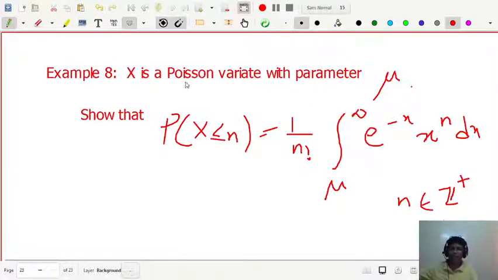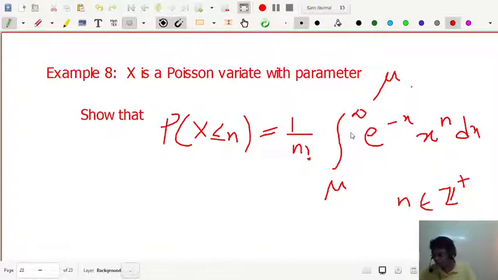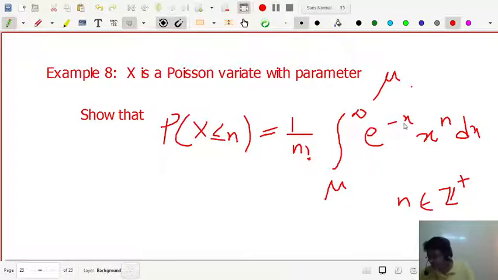So X is a Poisson variate with parameter mu, and show that probability of X less than or equal to n equals 1 by factorial n, integration from mu to infinity, e to the power minus x, x to the power n dx, n belongs to the positive integers. This is an extremely important problem. So you try this problem.